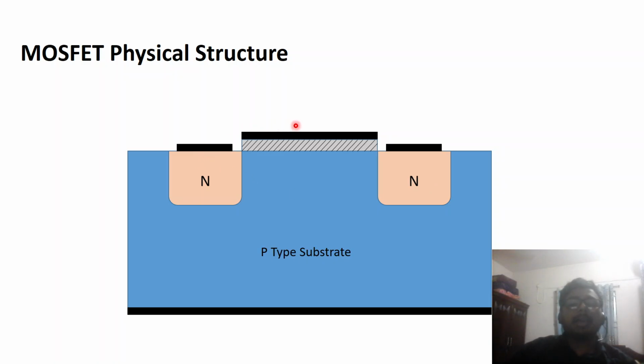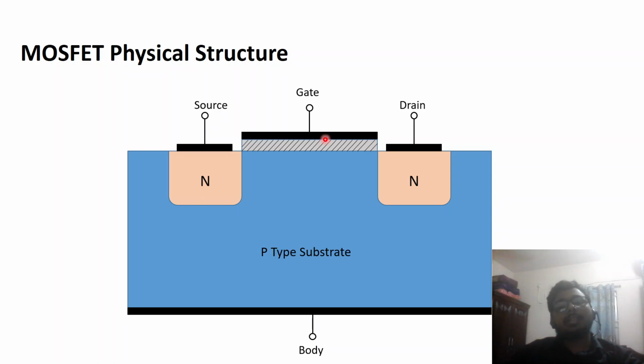And this black part is actually a metal contact, and there are four terminals. As you can see, this terminal is the source terminal, this one is the drain, this one is the gate terminal, and this one is the body terminal. Point to be noted that the gate terminal and the p-type substrate are not directly connected. Here is a thin oxide layer which is made of silicon dioxide, which is also known as gate oxide. This layer will act as a dielectric material.